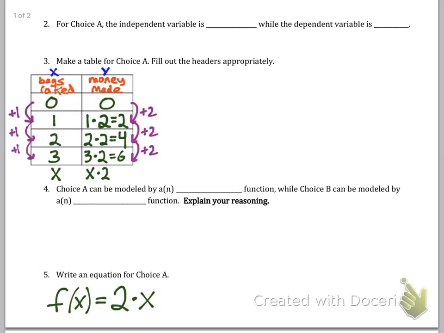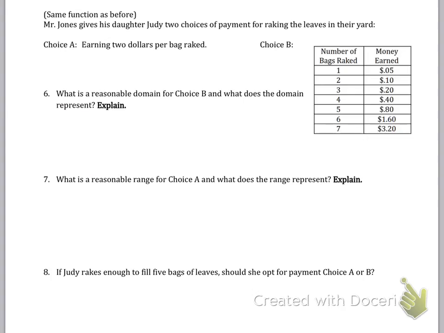Another way to think of that is if you make $2 for each bag, it's $2 times the number of bags. And x, since that's the independent variable, is the number of bags. So 2 times x is how much money f of x Judy will make. For the back, I left choice A and choice B. I just copied that on the back so you wouldn't have to flip back and forth over and over.